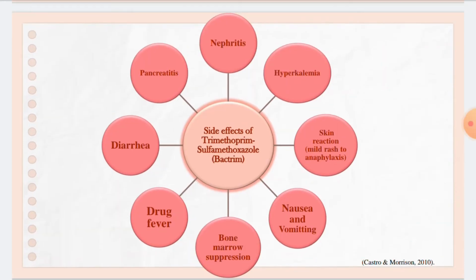Okay, so the antibiotic that had been administered to KD was trimethoprim sulfamethoxazole, or Bactrim. The side effects of this antibiotic are nephritis, which is the inflammation of the nephron, the functional unit of the kidney. Next is hyperkalemia, which is the elevated level of potassium in the blood. Next is skin reaction, which can occur from mild rash to anaphylaxis. The following is nausea and vomiting, followed by bone marrow suppression.